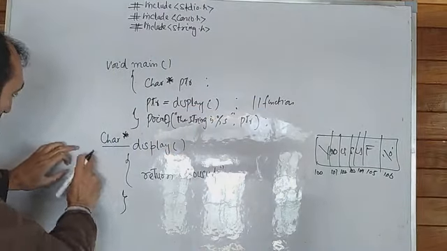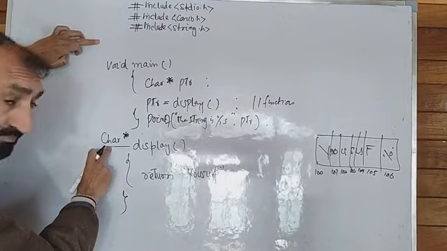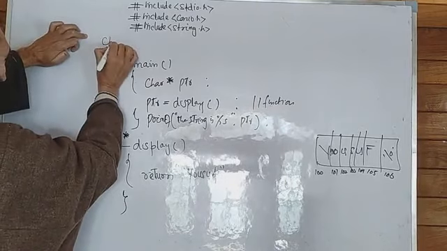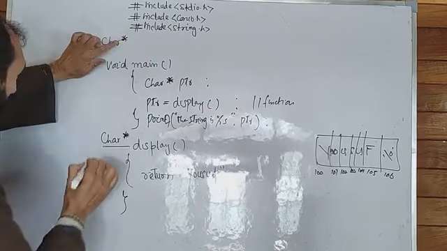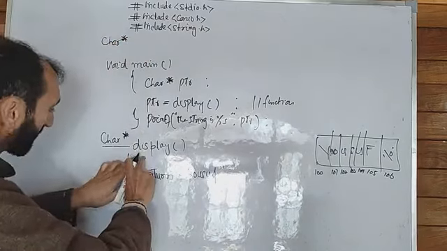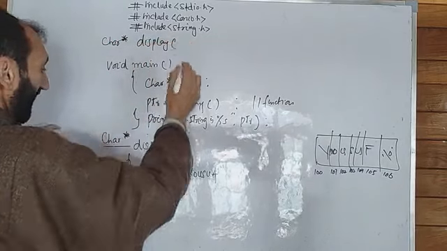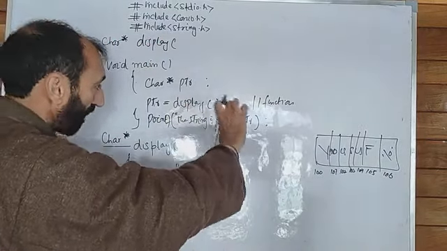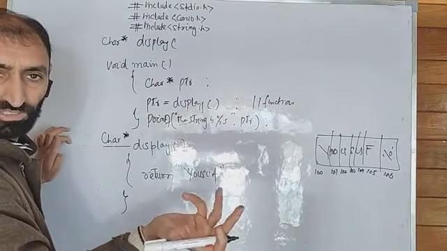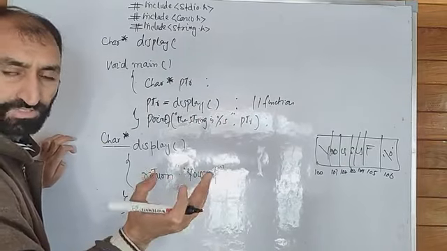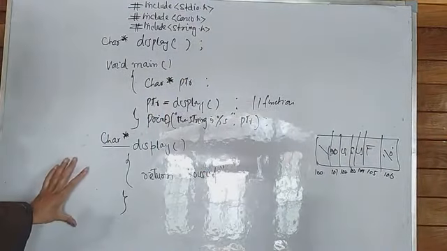So what is the return type? What is going to be returned here? This function is returning a pointer, so the return type is char asterisk. And what is the name of this function? The name of the function is display. And what is this function going to be passed? Nothing. Null, void. So this is the declaration of this function.